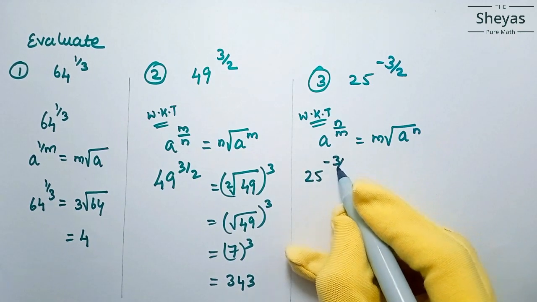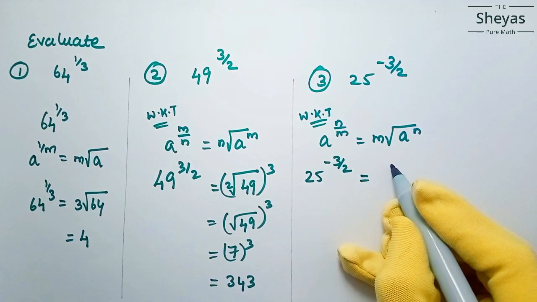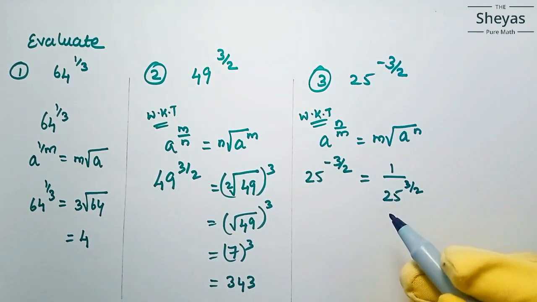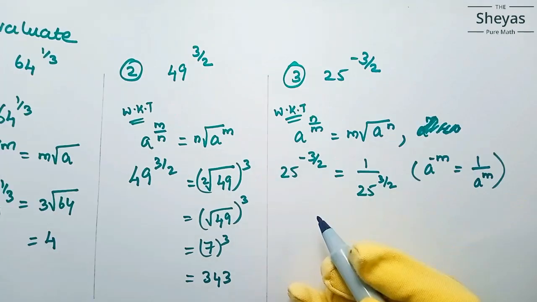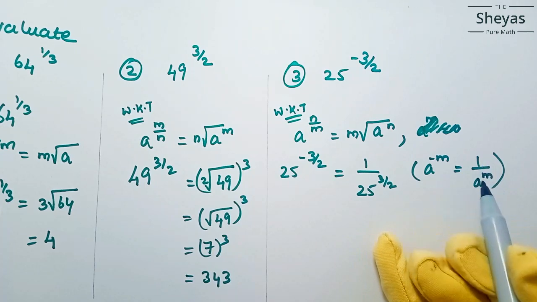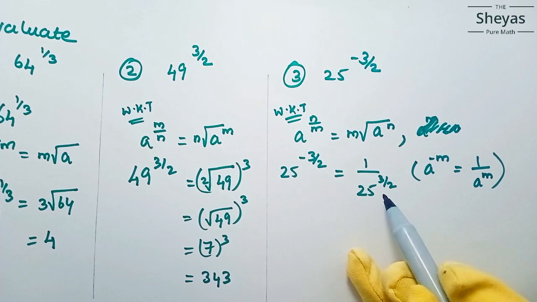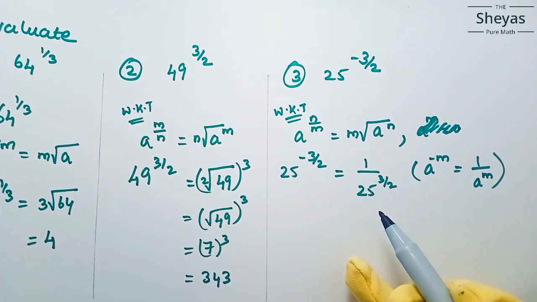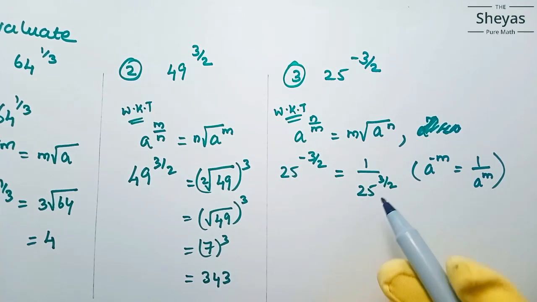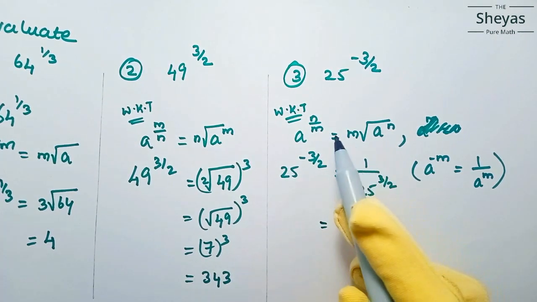25 power minus 3 by 2 can be written as 1 by 25 power 3 by 2. That is, one more law we have learnt. So what is the law we have learnt? A power minus m can be written as 1 by a power m. So 25 the whole power minus 3 by 2 can be written as 1 by 25 power 3 by 2. Okay. So minus m, I can remove the negative sign and write it as 1 by a power m. So the same I have written here.